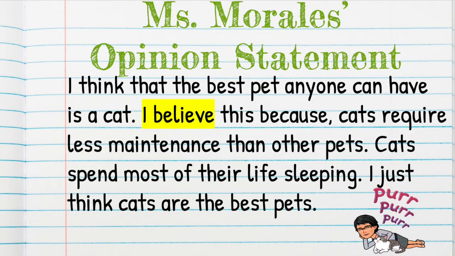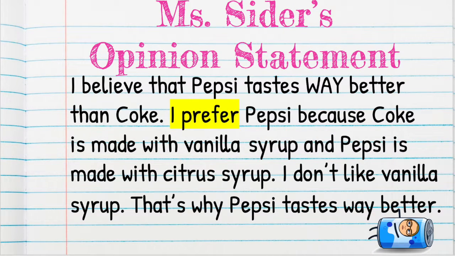So here's my opinion statement from yesterday, remember? I think that the best pet anyone can have is a cat. I believe this because cats require less maintenance than other pets. Cats spend most of their life sleeping. I just think cats are the best pet. I used one of the sentence starters. I highlighted it in yellow. I believe.